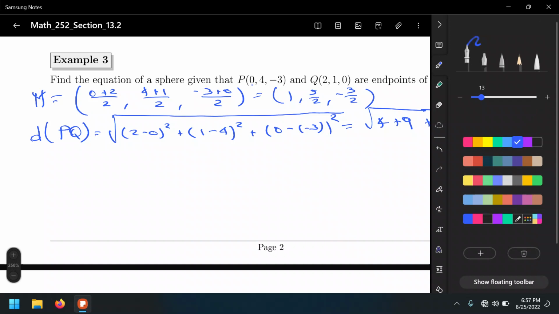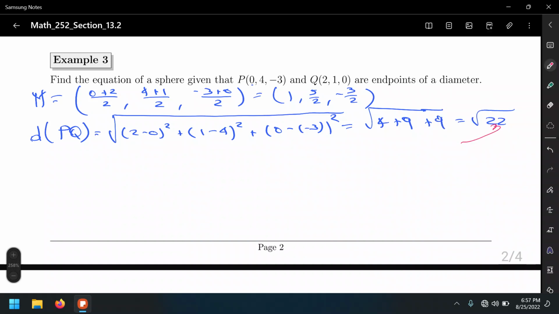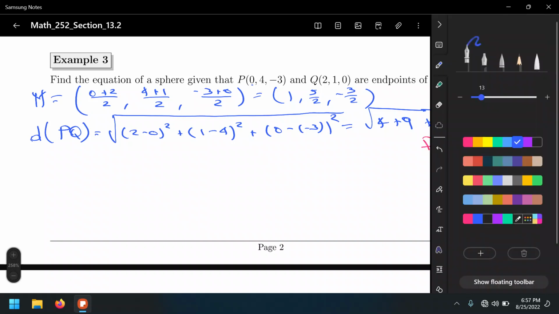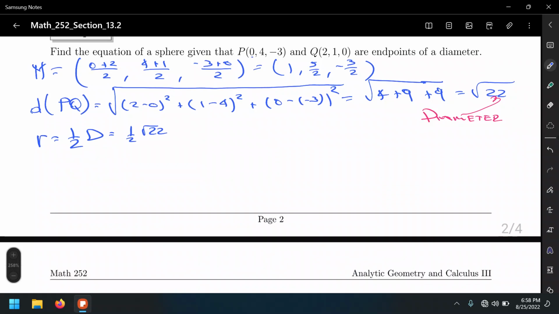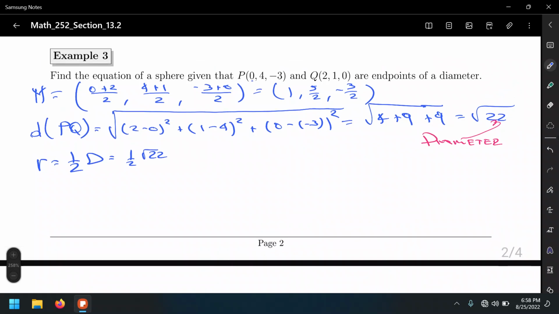But note, this is the diameter. For the sphere, we don't want the diameter, we want the radius. The radius will then be one half of the diameter, which is one half the square root of 22. This is not going to simplify to a nice integer, but still, let's write the equation of the sphere in the same way that we wrote the equation for a circle.